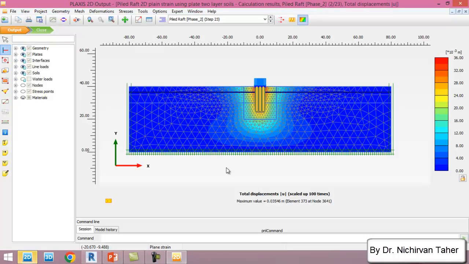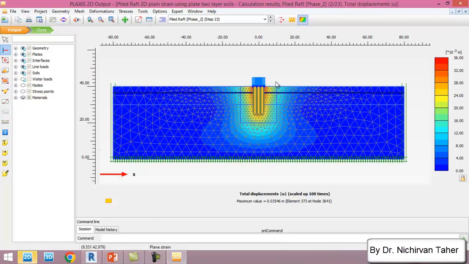Also, I want to say that this kind of numerical model should be used very carefully, because sometimes you may get very unreliable results due to simplifying of the problem, and I suggest that for a piled raft foundation, a full 3D numerical model be used for this kind of example.